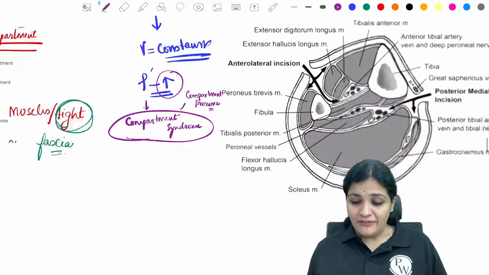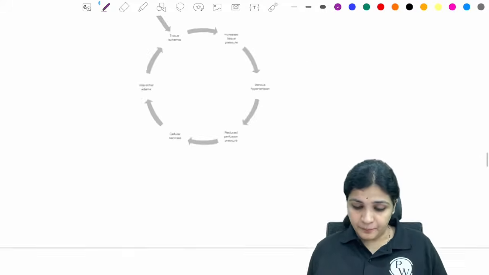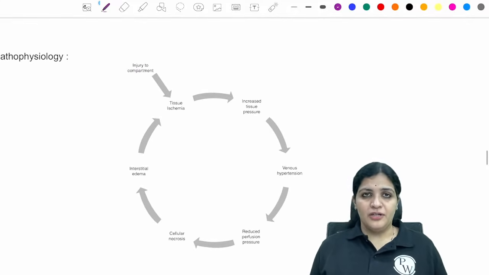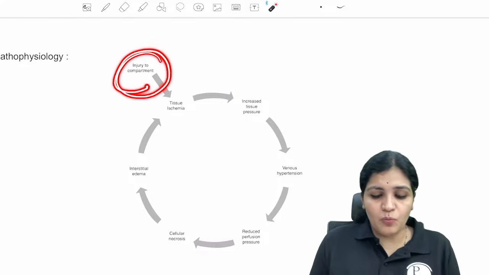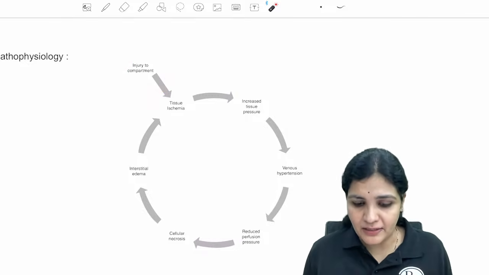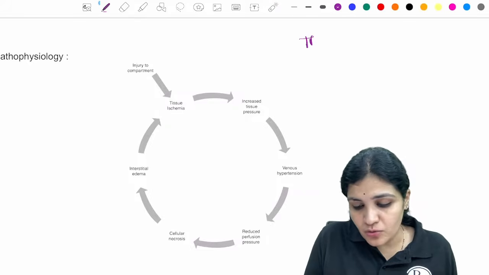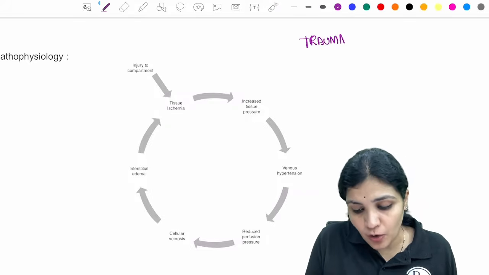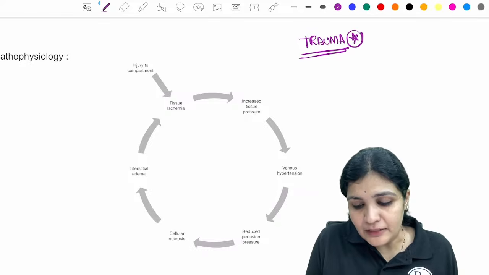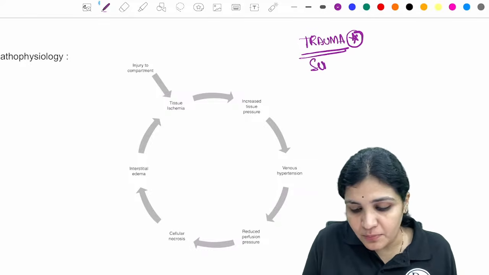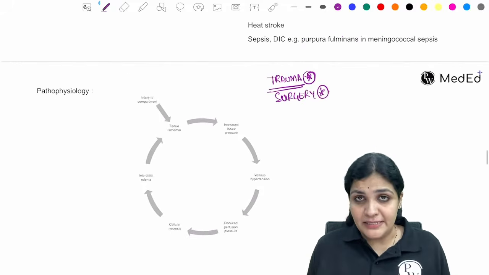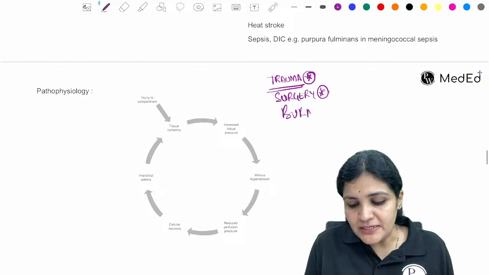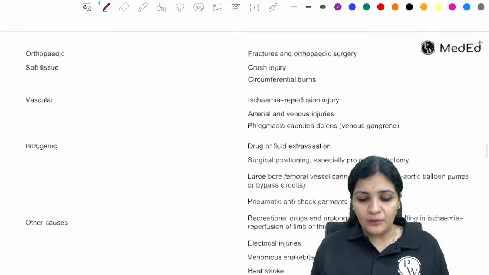For that, you have to understand this particular pathophysiology. So here, come along with me. Now this is any injury. Why does this compartment syndrome actually occur? The most important cause of compartment syndrome is trauma. It is mainly trauma, or sometimes it could be surgery, and sometimes burns, right? Or it could be some constriction around the arm, right? So these are all the various causes.